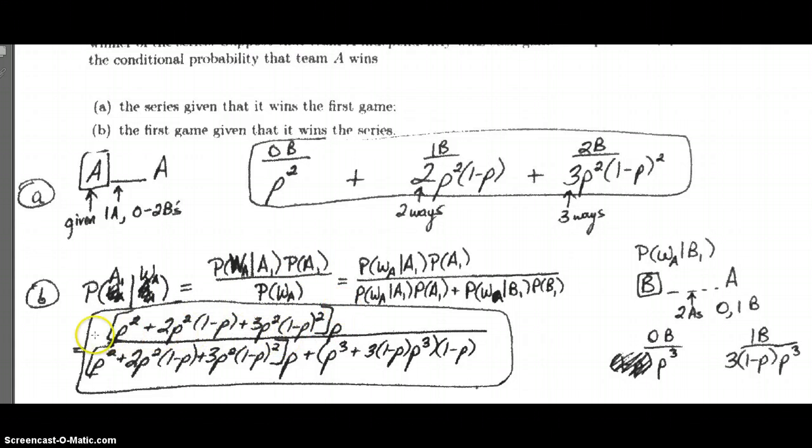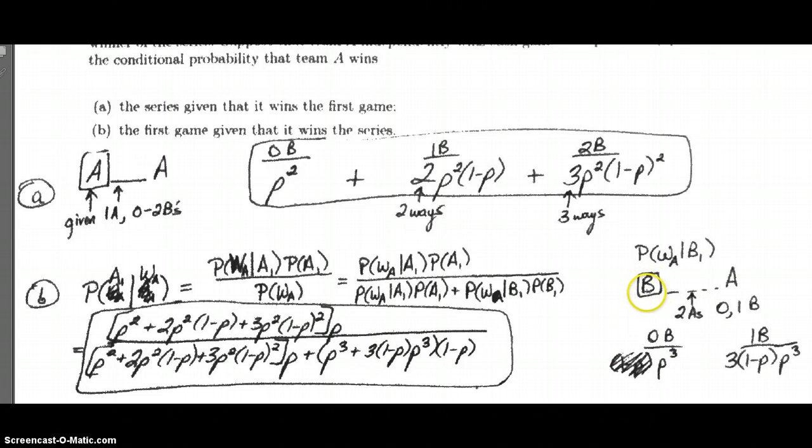On the bottom, we have the total probability, so we still have that probability that it wins given that it wins the first game, plus we also take into account the probability that A wins the whole series, given that B wins the first game. So even though B wins the first, A could win the overall series, and we calculate that over here. So how are we getting that?